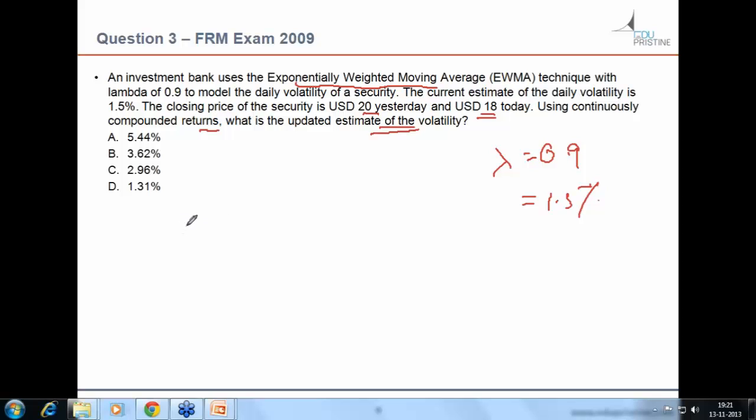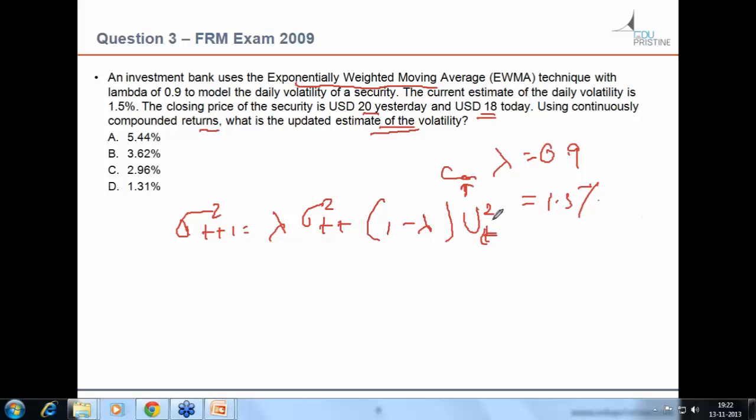We know the EWMA formula: variance of t plus 1 is equal to lambda into variance of t plus 1 minus lambda of squared returns of the previous day. Now you need the squared returns. Here we are using the continuously compounded returns. So we want the continuously compounded returns. How do we do that?